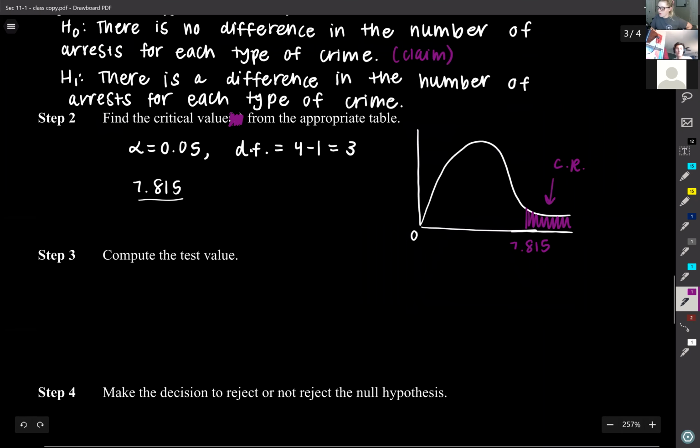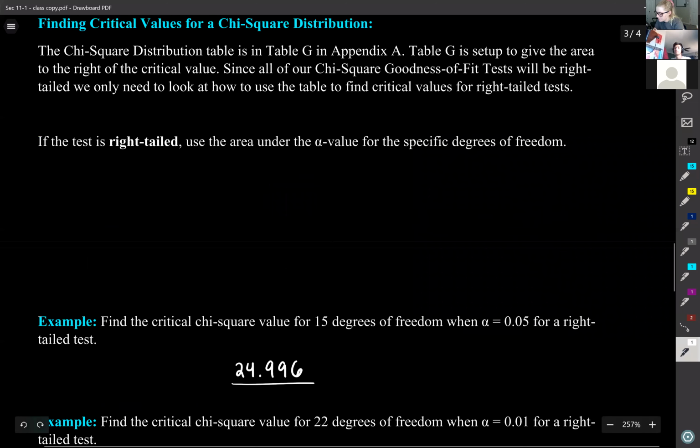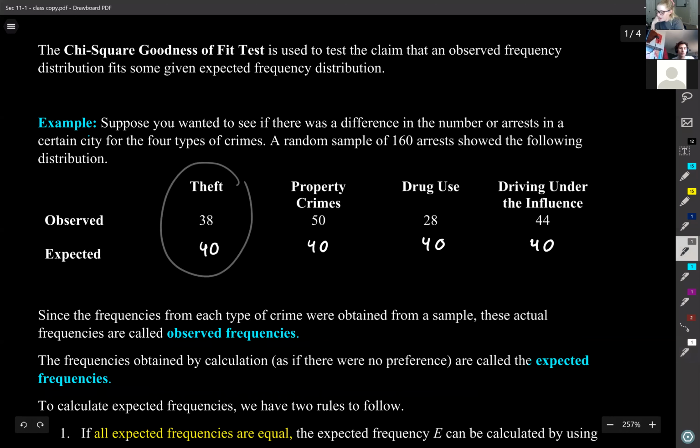All right, now we just need to compute the test value. So let's use that formula that I wrote down. So we had chi squared is equal to the sum of (O minus E) squared over E, where O is the observed value and E is the expected value. So we do this for each possible category. So I'm going to scroll back up to my chart. Okay, so for my first category of theft here, my observed value is 38 and my expected value was 40. So now I just need to plug those things in, and then I'll do this for each one of these categories.